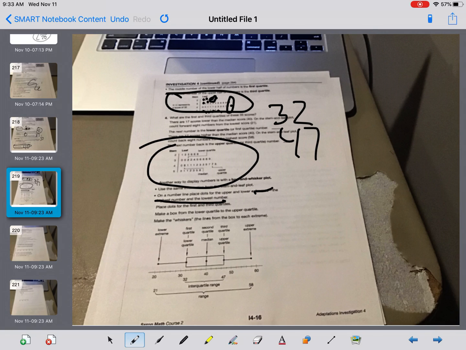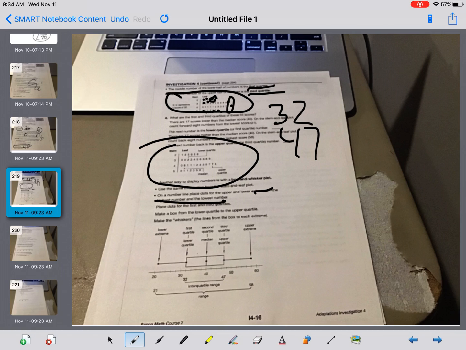On the number line, place dots for the upper and lower extremes. What are upper and lower extremes? They are the highest and the lowest numbers. So guys, you got to keep all these definitions straight. Mode, median, upper quartile, lower quartile. Sometimes it's called the first quartile and the third quartile. And then the lower extreme and the upper extreme.